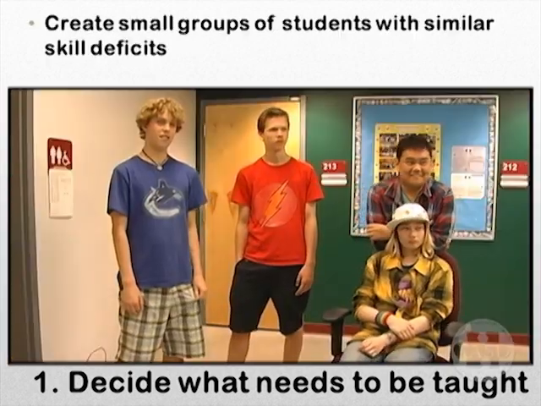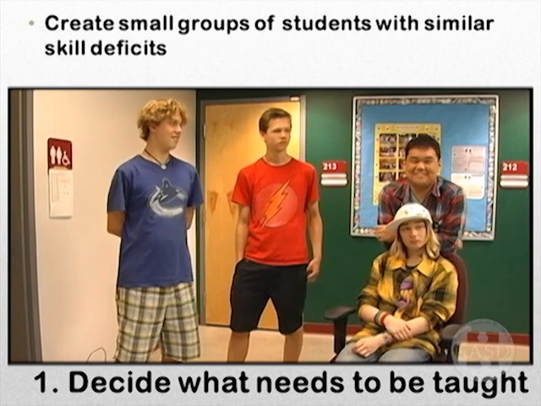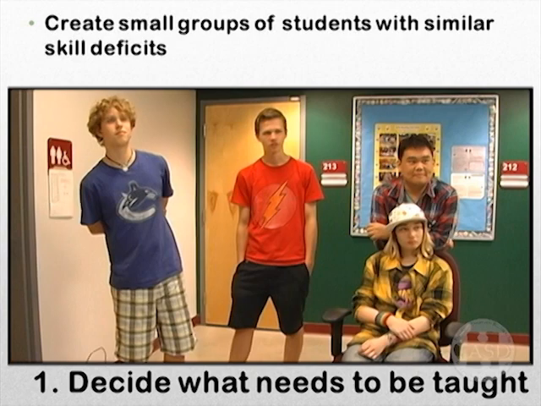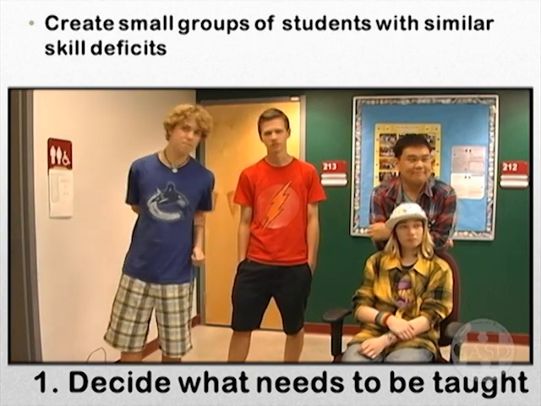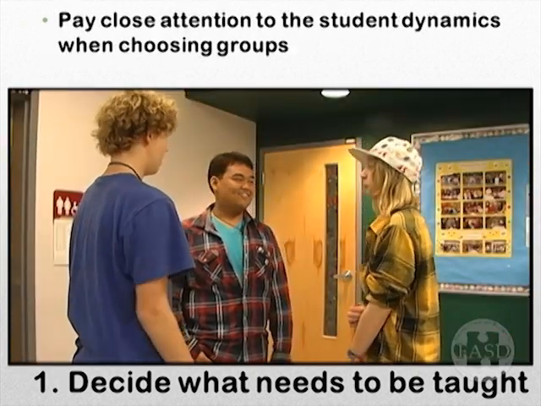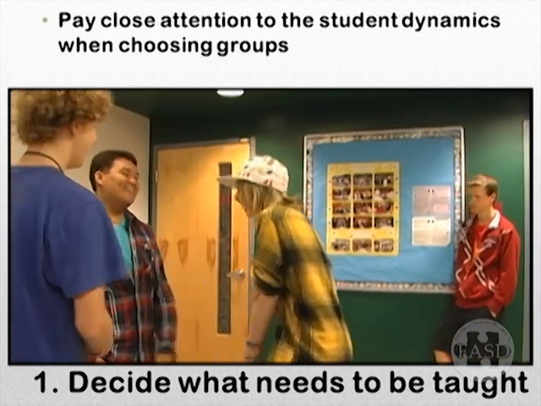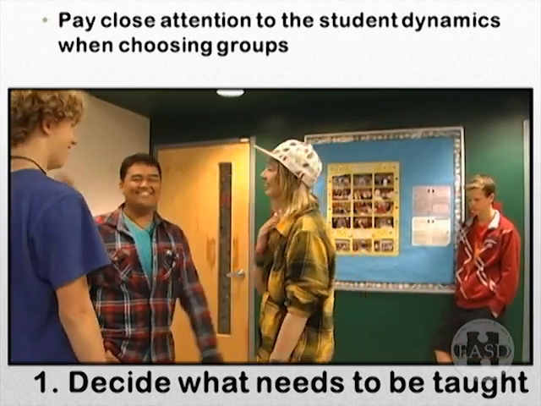Create small groups of students with similar skill deficits. You may want to begin with 2 or 3 and gradually increase to 4 or 5. Pay close attention to the student dynamics when choosing groups. One would not want to include 2 students who have a victim-bully relationship in the same group.